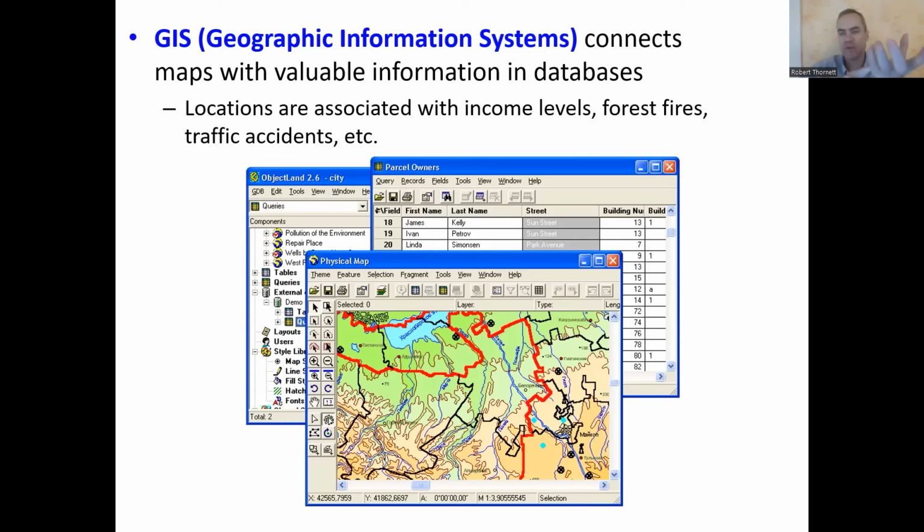GPS is the device on your phone, or in your car or in any device that tells you your location on Earth using satellites. GPS stands for Global Positioning System. So GPS is a subfield within GIS. GIS, Geographic Information Systems, is much wider than just GPS, but you can use GPS within GIS.